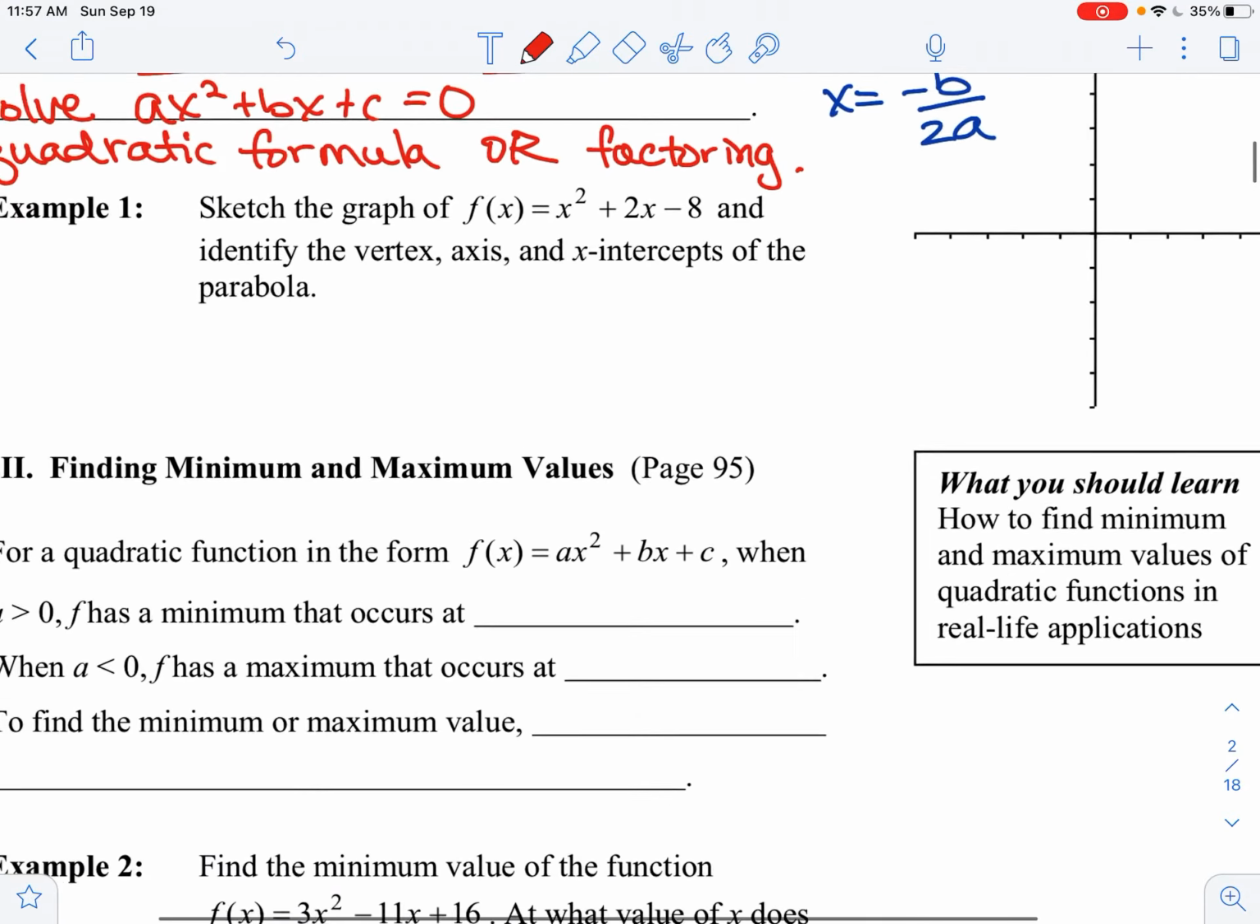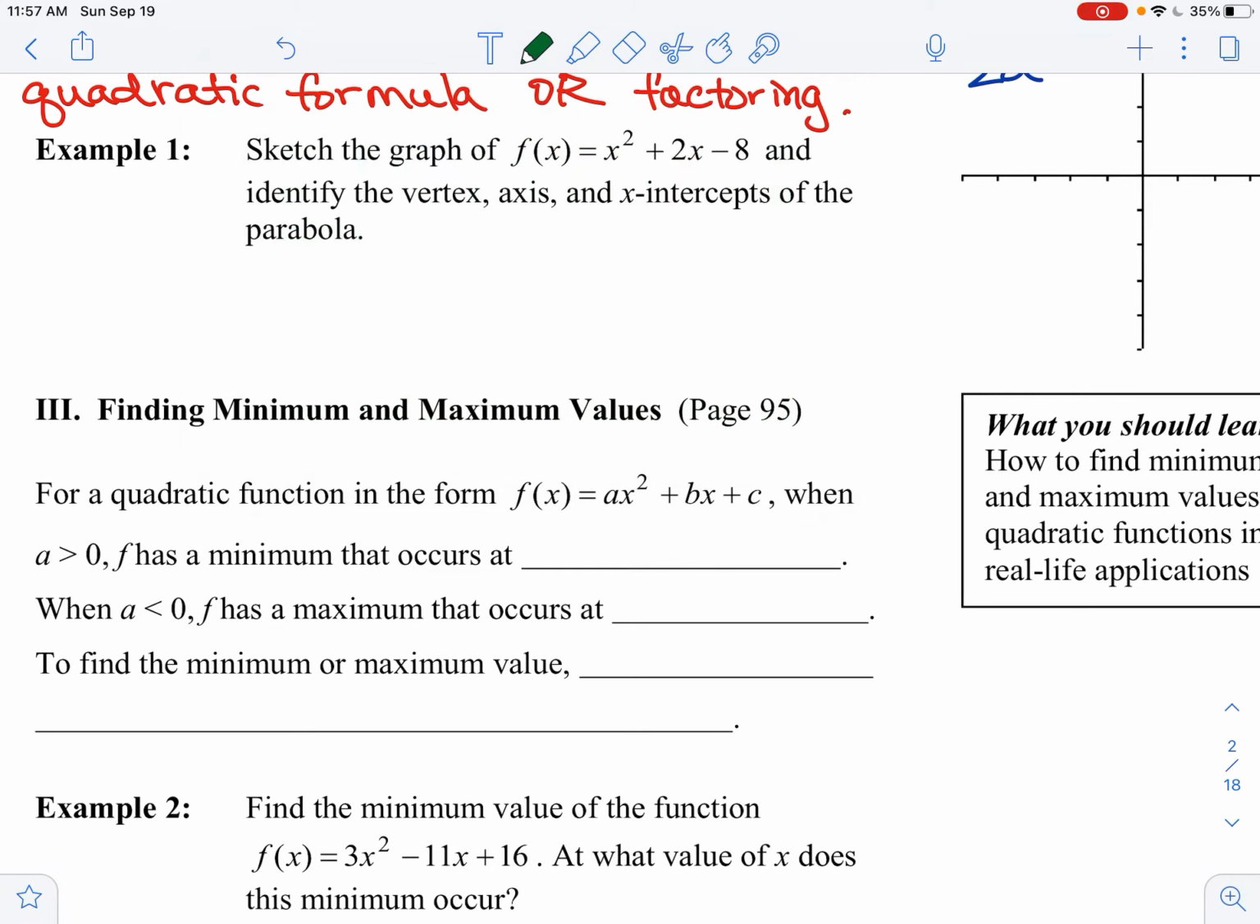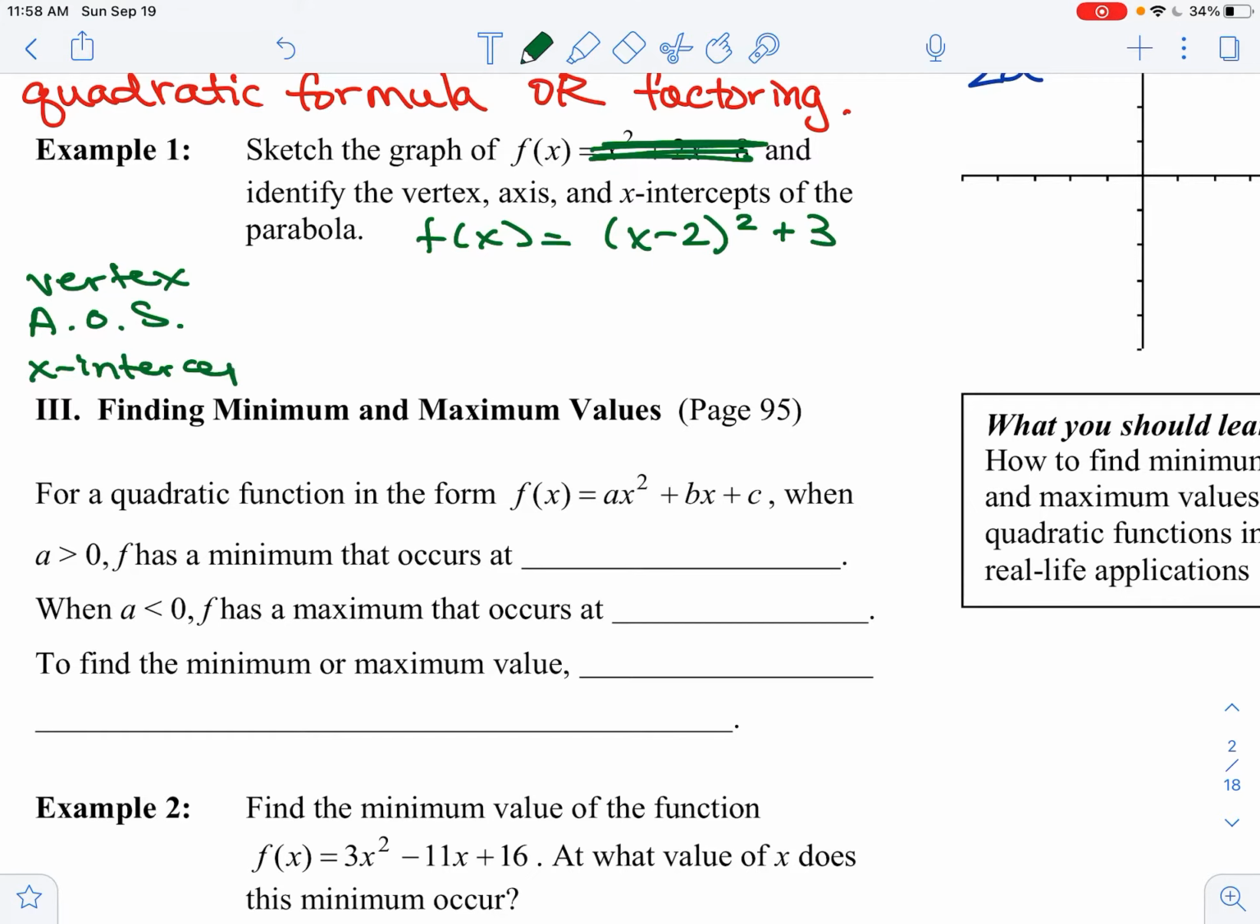So let's go ahead and do this example right here. So it says sketch the graph of, and instead of using this graph, I'd like to use this one instead. So we'll say f of x equals x minus 2 squared plus 3. So let's compare this. We're going to identify the vertex, the axis of symmetry, and we're also going to find the x-intercepts. So a couple of things we need to know is that this is in vertex form. And remember, vertex form looks like y equals a times x minus h squared plus k.